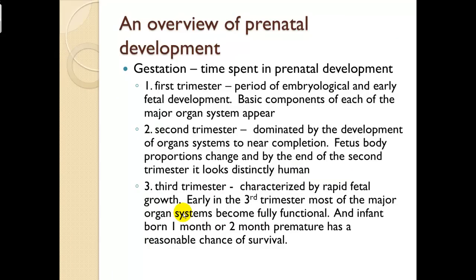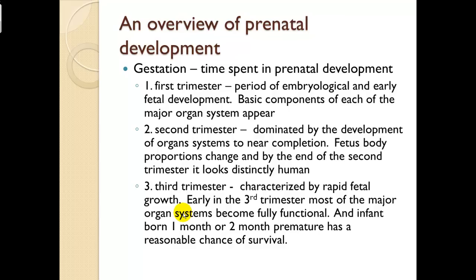Overview of prenatal development. Gestation: the time spent in prenatal development, and we term this in trimesters. First trimester: the period of embryologic and early fetal development. Basic components of each of the major organ systems appear. They may not be functional yet, but they start to appear and get in line. So the cells begin to differentiate.